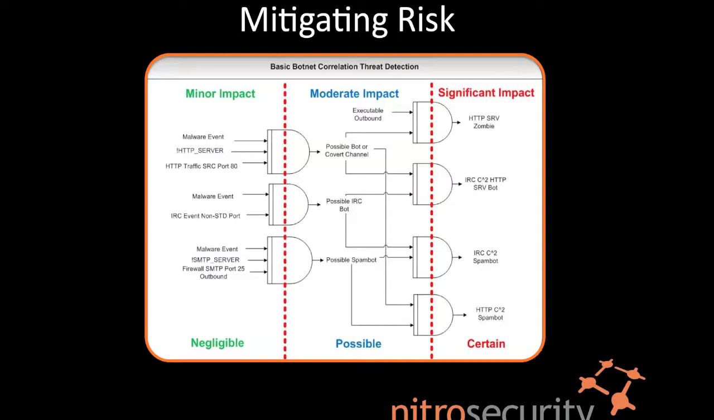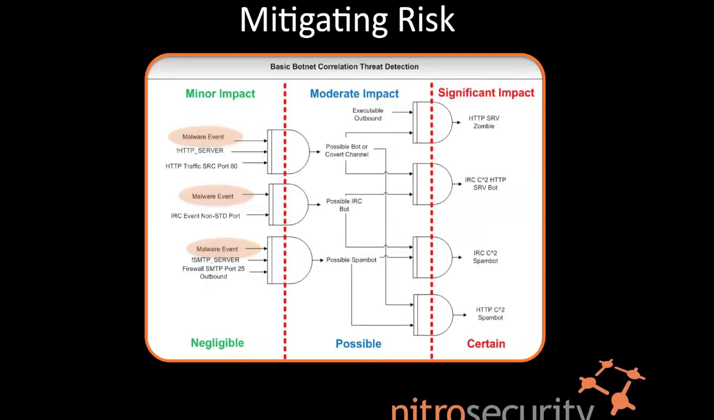For example, malware events, when combined with other indicators, can mean greater threats with a more moderate impact. Here we see at the top left a malware event combined with web traffic coming from a non-web server. That itself is the indication that there might be a possible bot or perhaps a covert channel sending communications outside of your network.